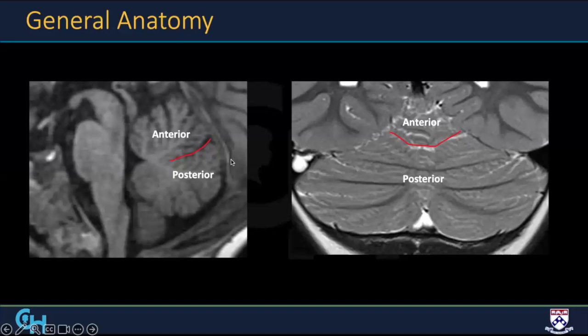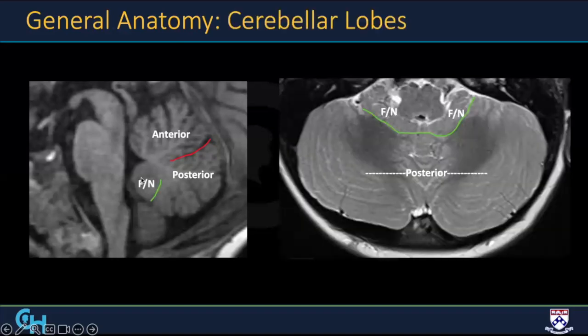The posterior lobe is also called the neocerebellum, and its assigned functions are mostly cognitive, social, emotional, and behavioral processing. It is separated from the anterior vermis by the primary fissure. Then you have the flocculonodular lobes here, which are separated from the posterior vermis by the posterolateral fissure. The flocculonodular lobe, also called the vestibular cerebellum, is responsible for equilibrium, eye movements, and adjusting reflexes. You can see it here in the axial plane.